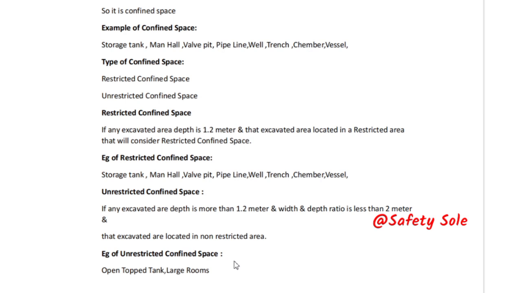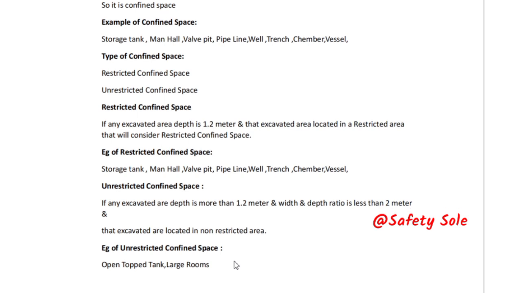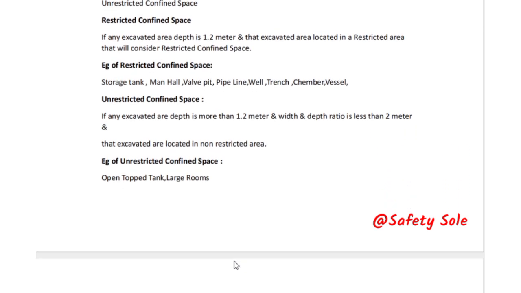Unrestricted confined space: if any excavated area depth is more than 1.2 meter and the width to depth ratio is less than 2 meter, and that excavated area is located in a non-restricted area. Examples of unrestricted confined space: open topped tank area, large rooms area.